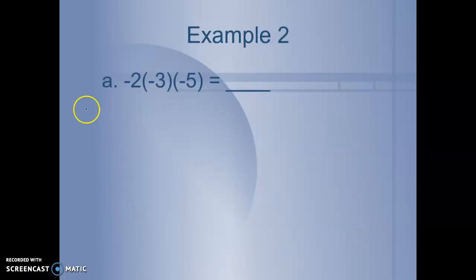Take a look at this example. We've got 3 negative factors, so our answer will be negative. And 2 times 3 times 5 is 30. Negative 30 because of the 3 negative factors.